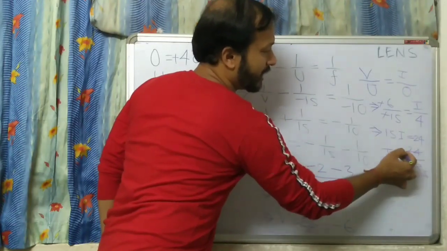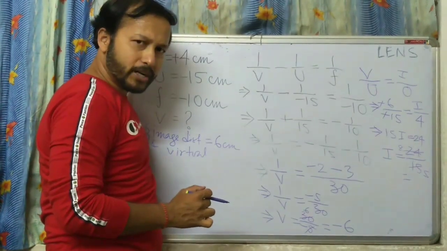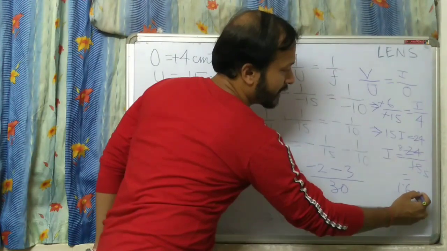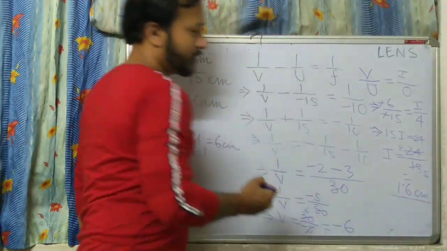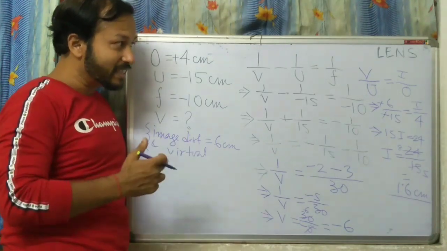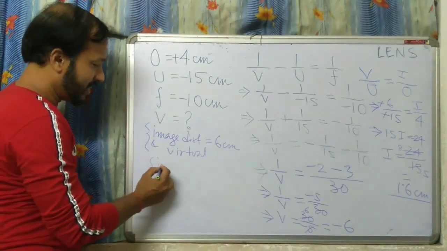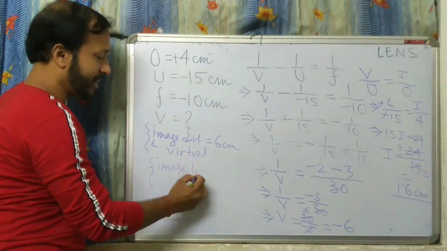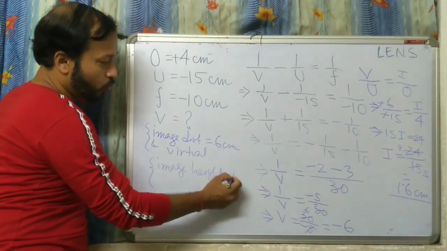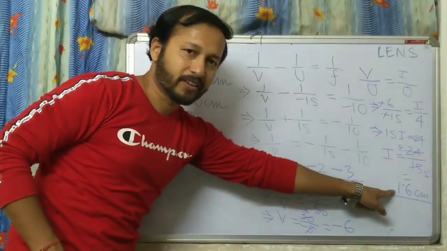3 5s are 15, 3 8s are 24. So 8 by 5. 8 by 5 means 1.6. Yeah, 1.6 centimeter. 1.6 centimeter is the height of the image. So image height is equal to 1.6 centimeter. But image height is positive.